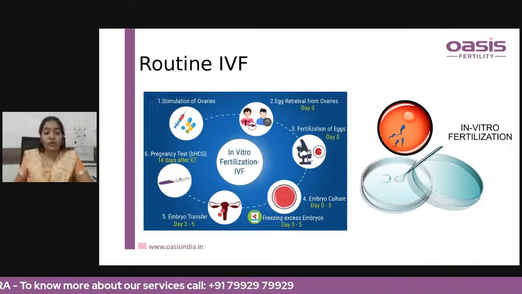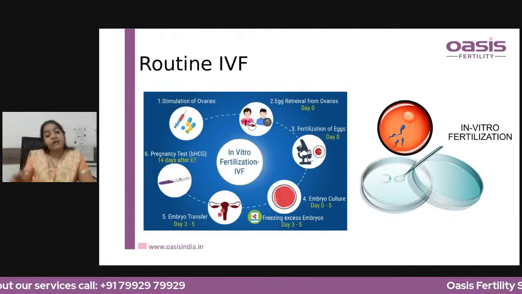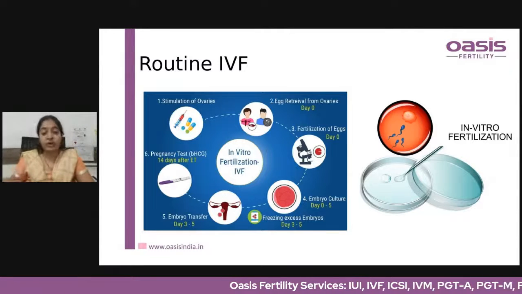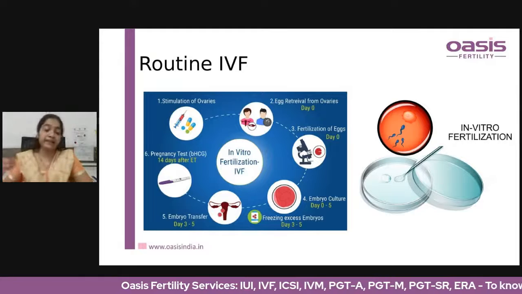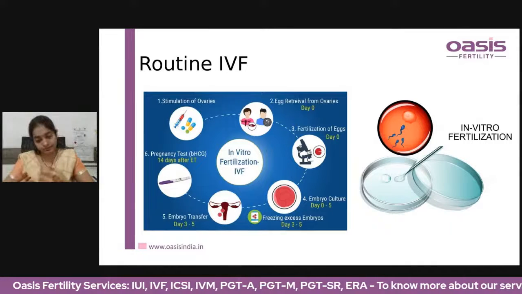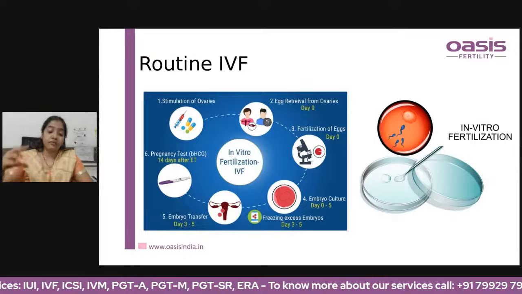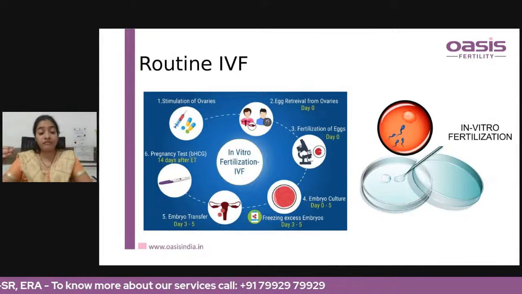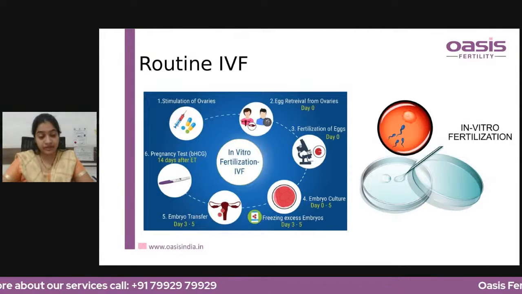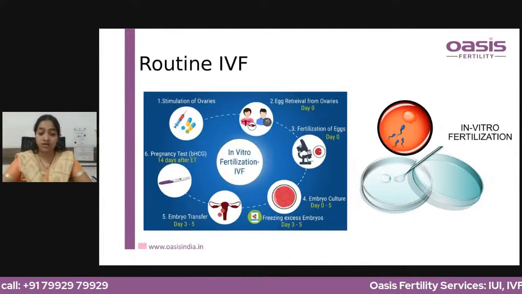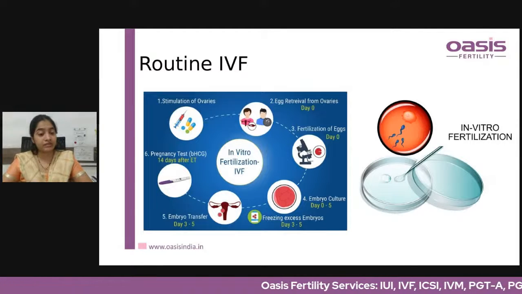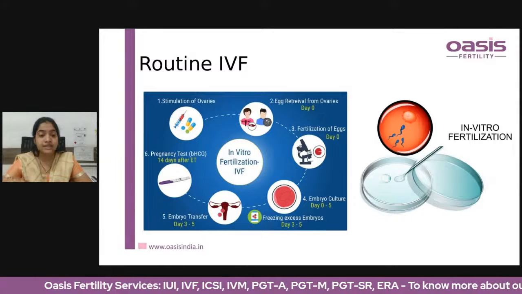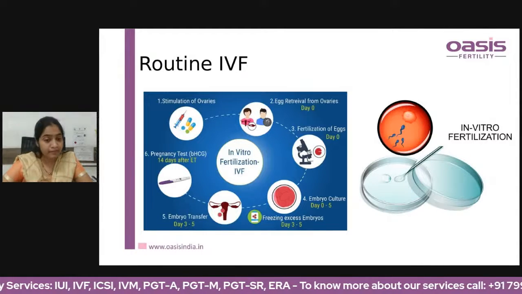We also monitor it with the estrogen blood test. We can monitor the rising estrogen level, and when the mature eggs are seen, we trigger the patient. After the trigger injection is given, at 35 and a half to 36 hours, generally the maturity is there, and the egg retrieval, which is called ovum pickup, is done.